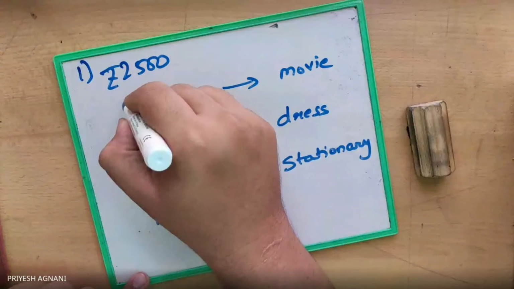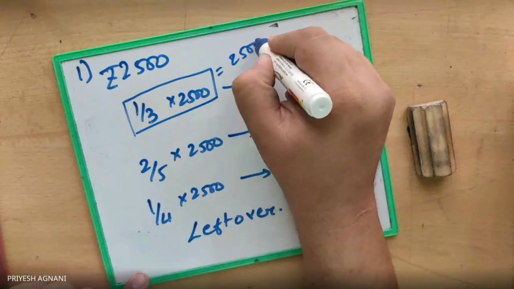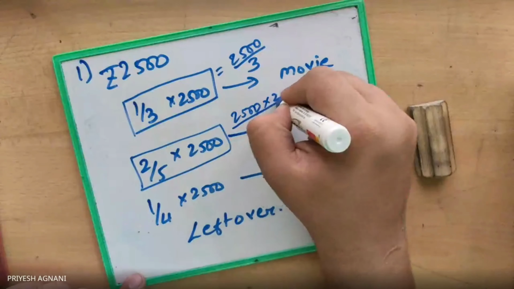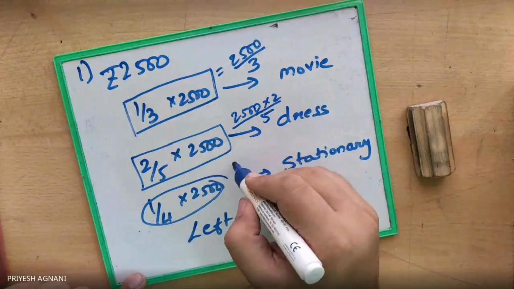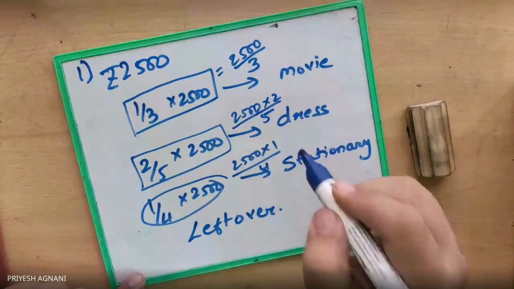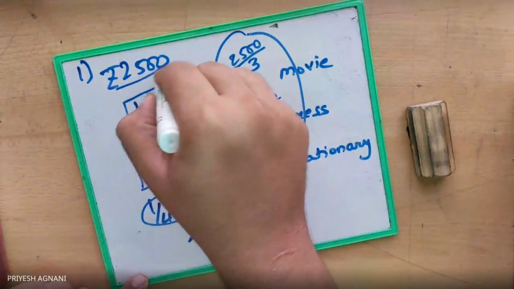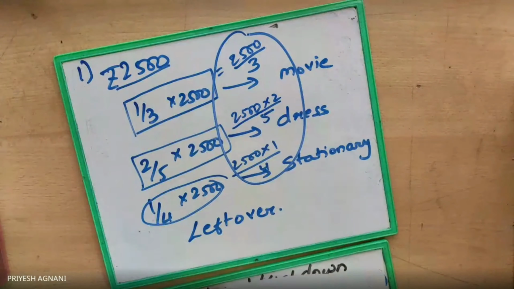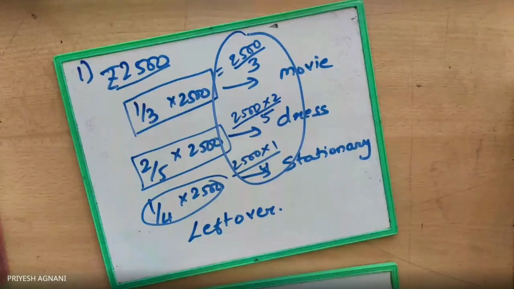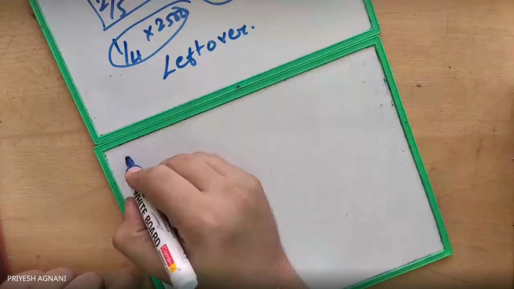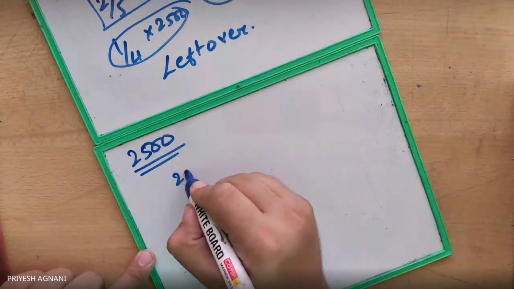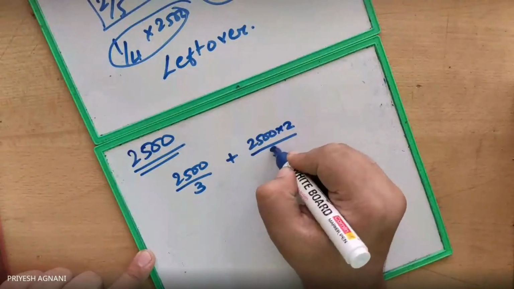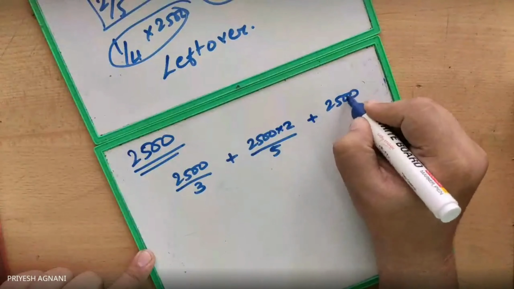Understand the question. 1/3 part of 2500 is equal to 2500 upon 3. 2/5 part of 2500 is 2500 multiplied by 2 upon 5. 2500 of 1/4 means 2500 multiplied by 1 upon 4. So these all we have to add and then subtract from 2500. So let us do that. Very easy question, but it can be asked for 2 or 3 marks whenever there is a written exam like this very soon. So she had 2500 already. 2500 upon 3 on a movie plus 2500 into 2 upon 5 on a dress plus 2500 upon 4 on stationery.